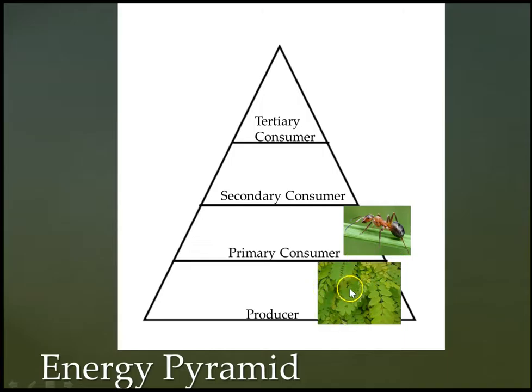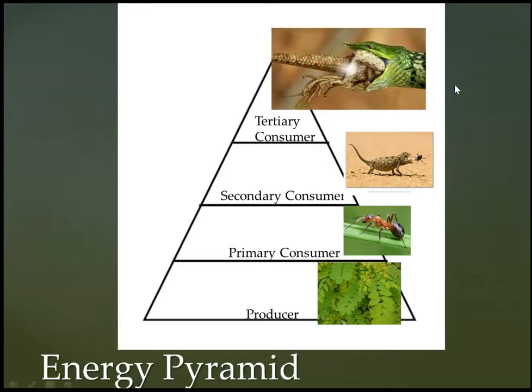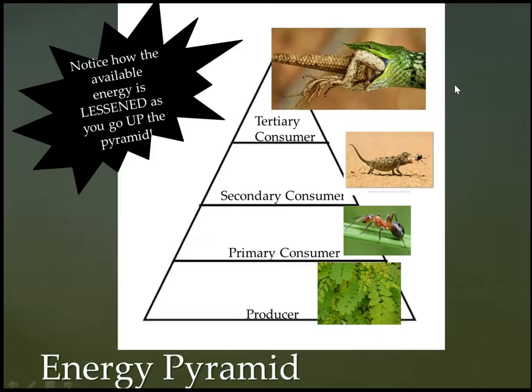Because what happens is this tree needs to grow. This tree does life processes. So all the energy it made, some of it is getting used up along the way. Then that energy goes into the ant. The ant has to move, the ant grows, the ant reproduces, and that takes energy, so less is available when it gets up to the lizard. The lizard moves, the lizard grows, less is available when it gets to the snake. As you go up the pyramid, there's less and less energy available.